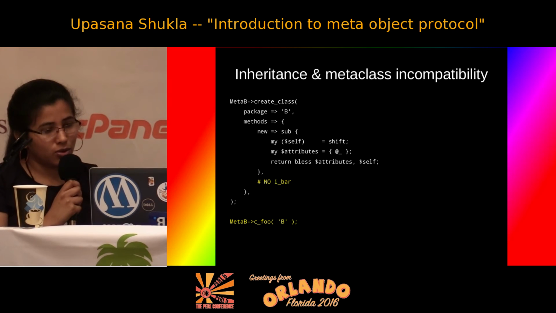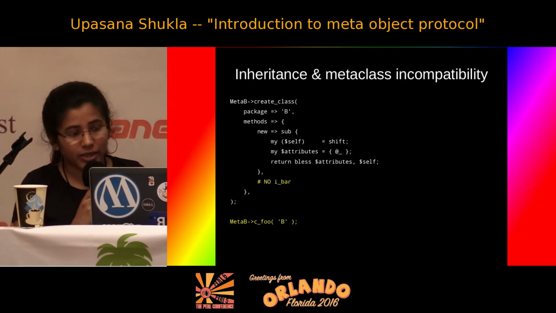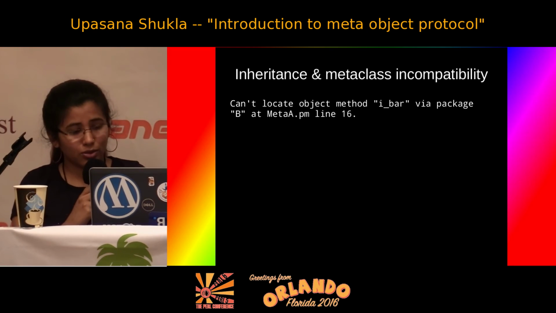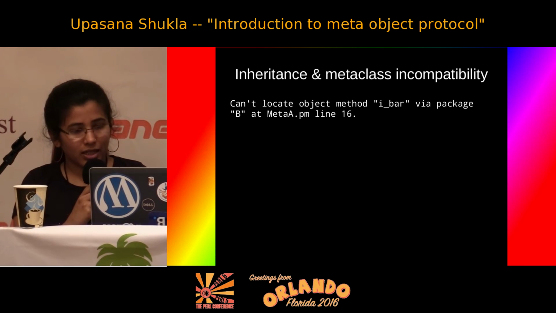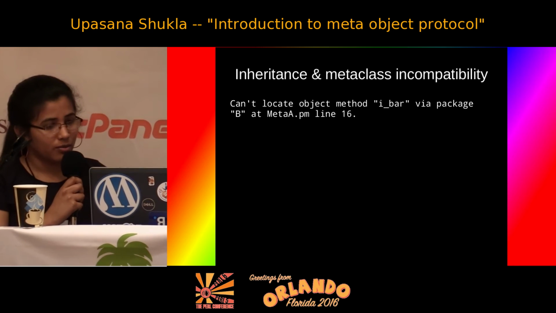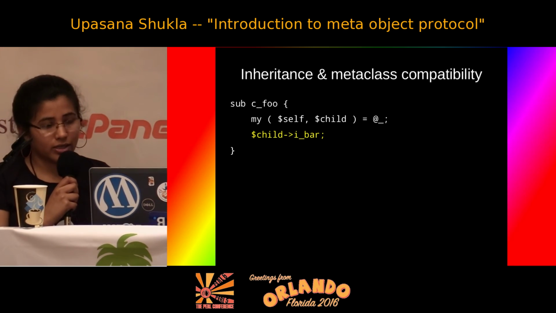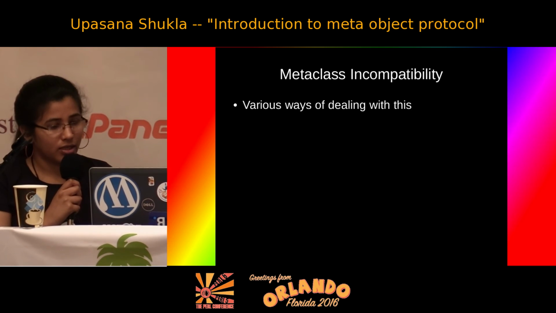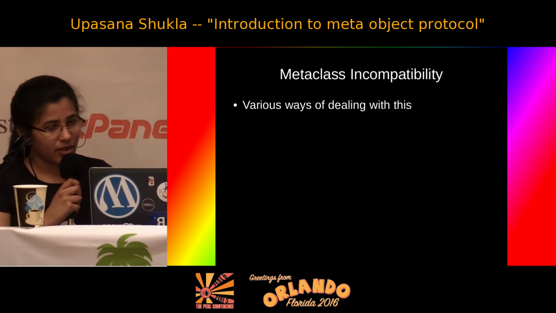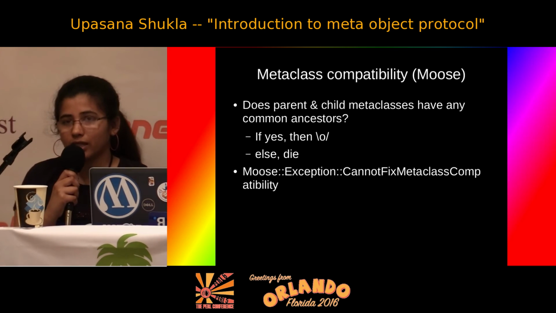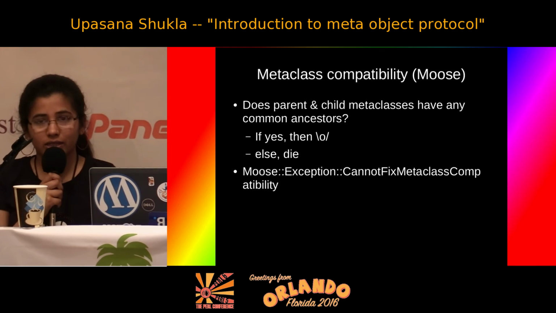But then I create a class called B, which has a metaclass meta B, but it doesn't have a method called ibar. So if I call cfoo on meta B, then I get this error because there is no ibar method in class B, which happens at this line. And yeah, this is known as metaclass incompatibility, and there are various ways of dealing with this.